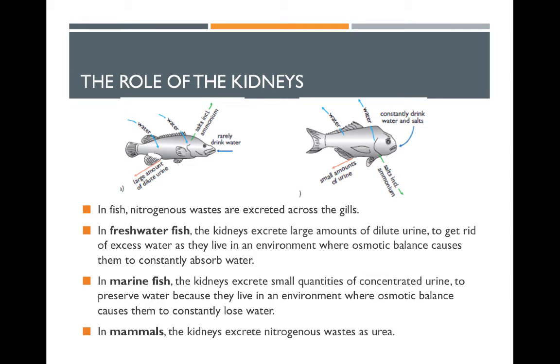In mammals, the kidneys excrete nitrogenous waste as what's called urea. And again, that helps us to maintain blood pressure, blood volume, and pH. So that's the function in mammals.